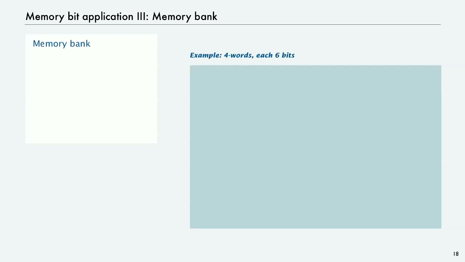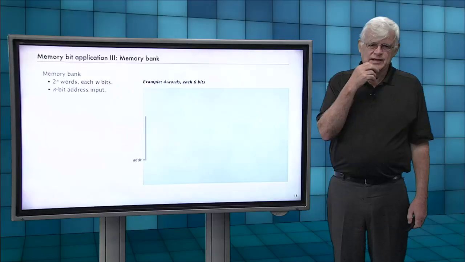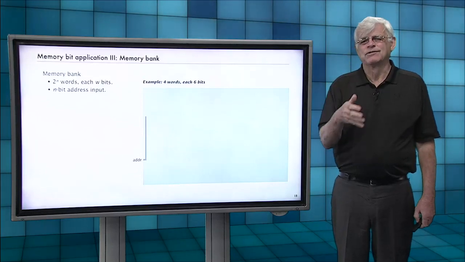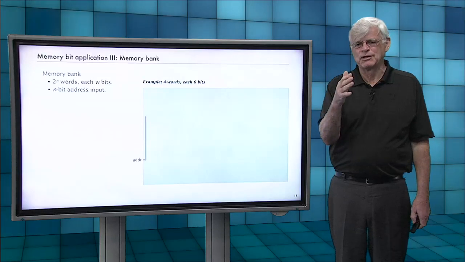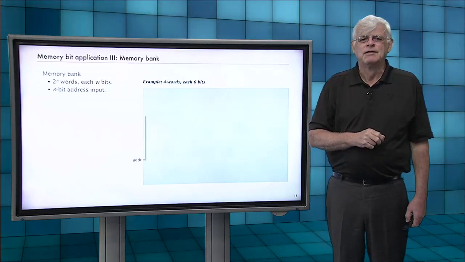And then we can extend the same idea to get a memory bank. So now we've got 2 to the n words. In the case of Toy 8, little n is 3 because we have 8 words. In this example that we'll show right here, we're going to have a 4-word memory where each word is 6 bits, just so you can see all the gates.